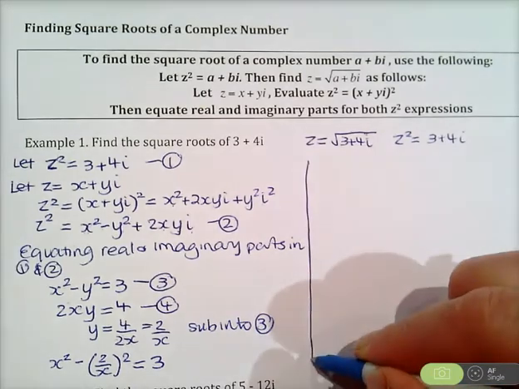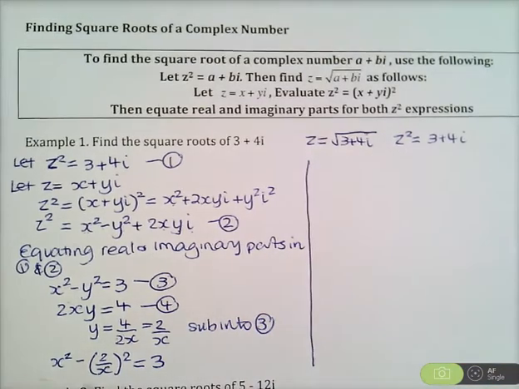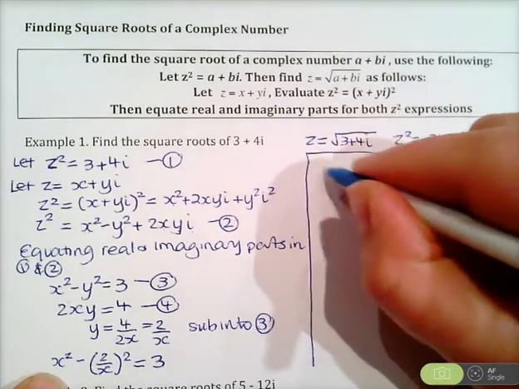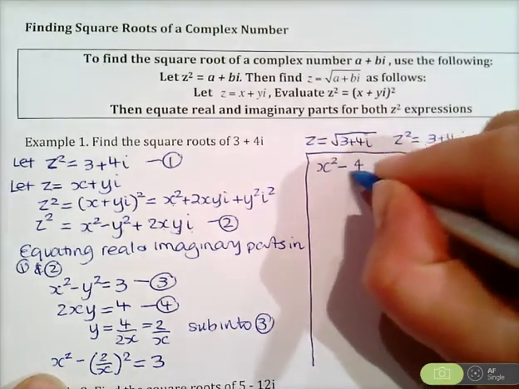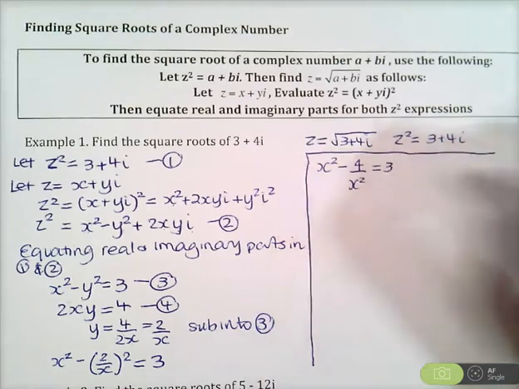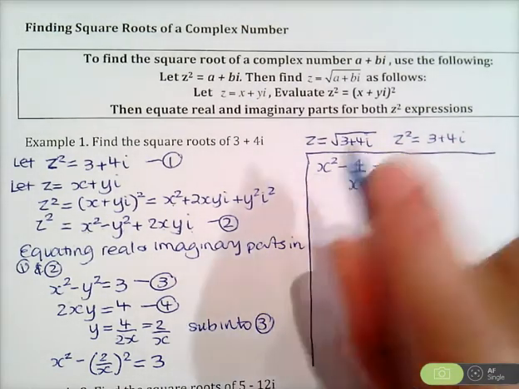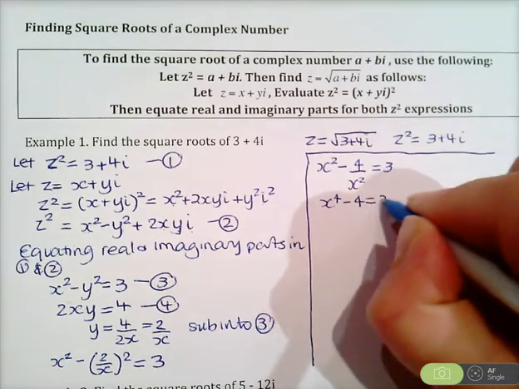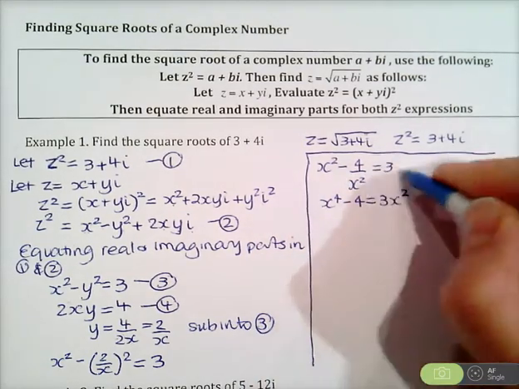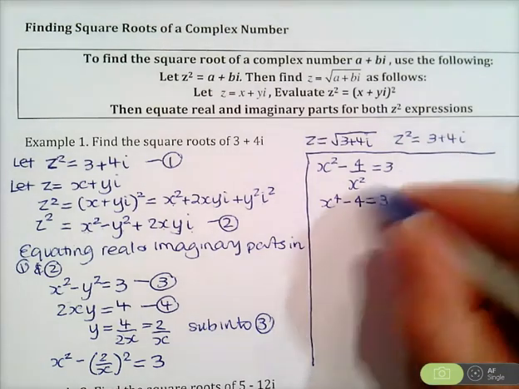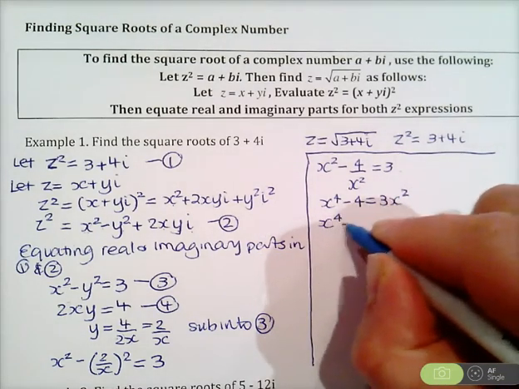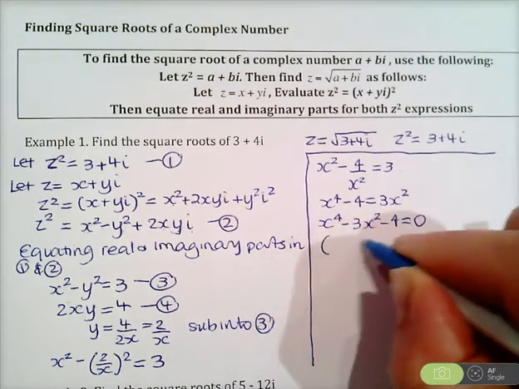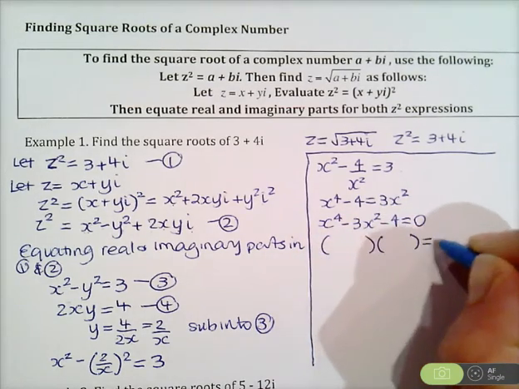Now, we need to expand. And so I'll just leave that up there too. And we've got x squared minus 4 over x squared equals 3. And so multiplying through by x squared, we get x to the power of 4 minus 4 equals 3x squared. So we're multiplying through by x squared. Taking everything to the left-hand side, we've got x to the power of 4 minus 3x squared minus 4 equals 0. We now factorize this.